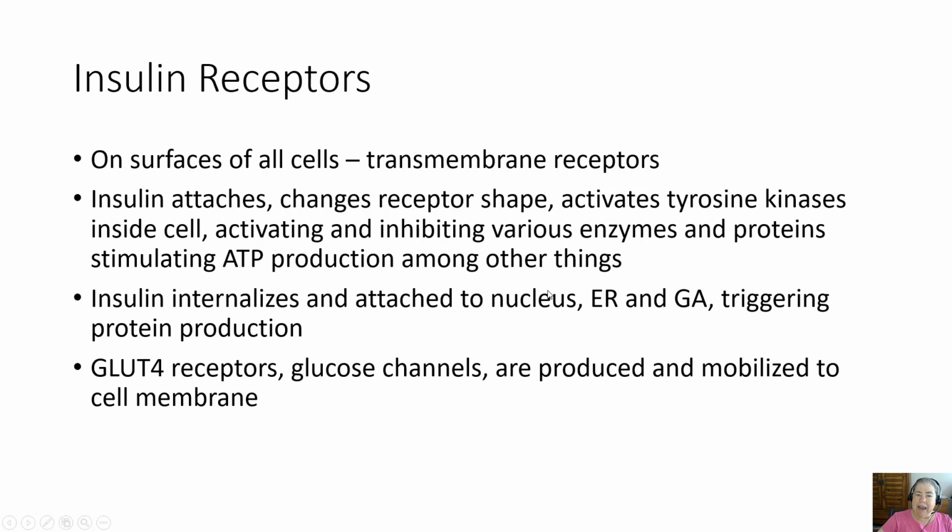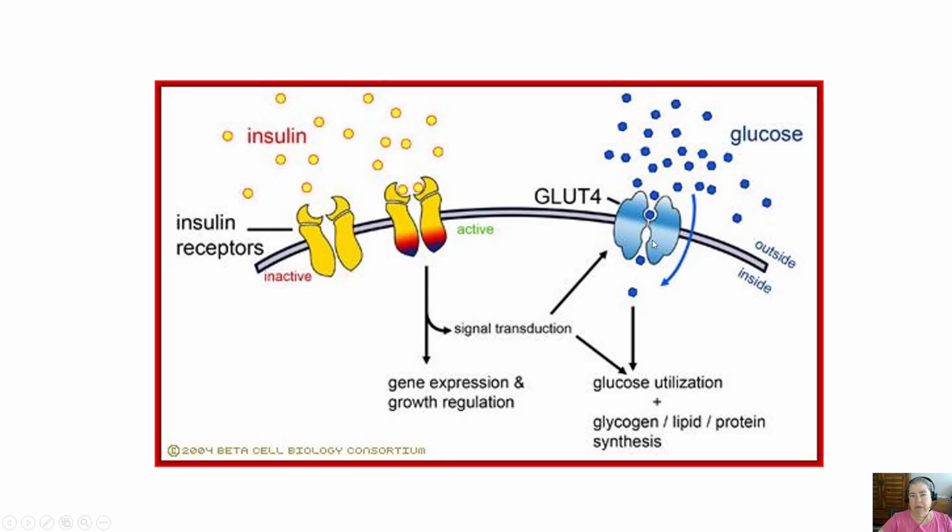One of the things that happens when insulin attaches to the nucleus and the protein making machinery of the cell is that a kind of receptor called GLUT4 receptors that are glucose channels are produced and mobilized to the cell membrane. And so we've talked about other ways in which glucose can be transported. For instance, there's a glucose sodium cotransporter, but GLUT4 proteins are actually glucose channels that bind glucose, change conformation, and release glucose into the cell.